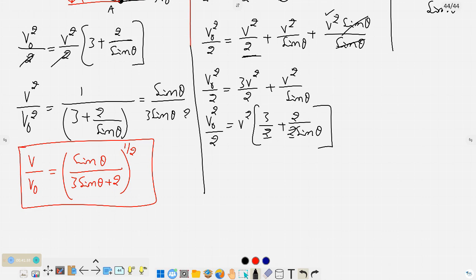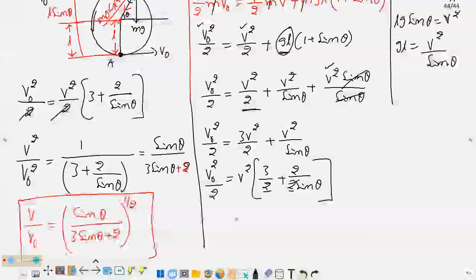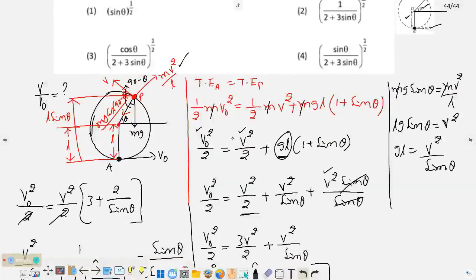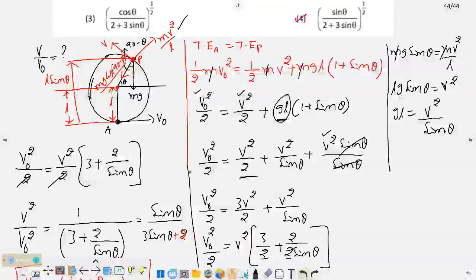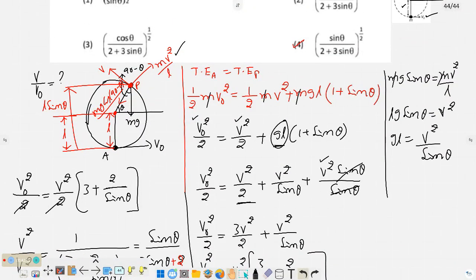You check the options which are given in this form. So in this case, this is 3 sine theta plus 2, right? Check the options which are there. Sine theta by 3 sine theta plus 2, whole power 1 by 2. This fourth option, if you observe it, is similar to what we obtained. So the fourth option is the correct answer for this question.